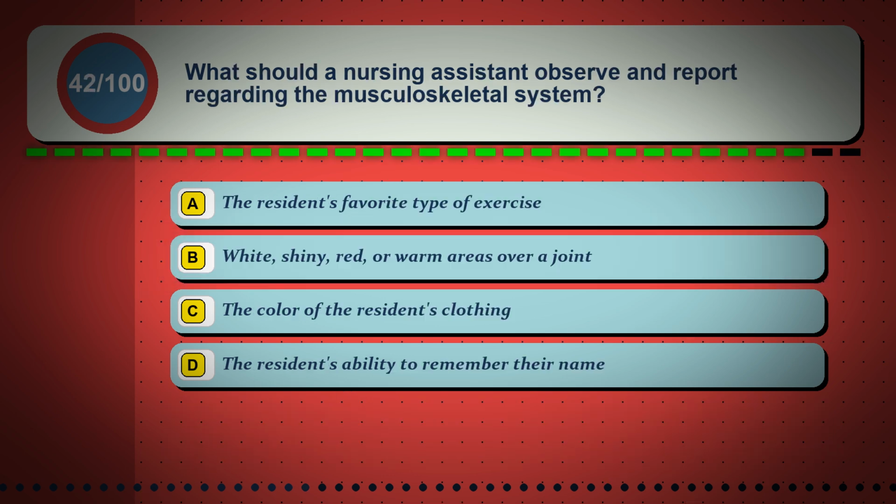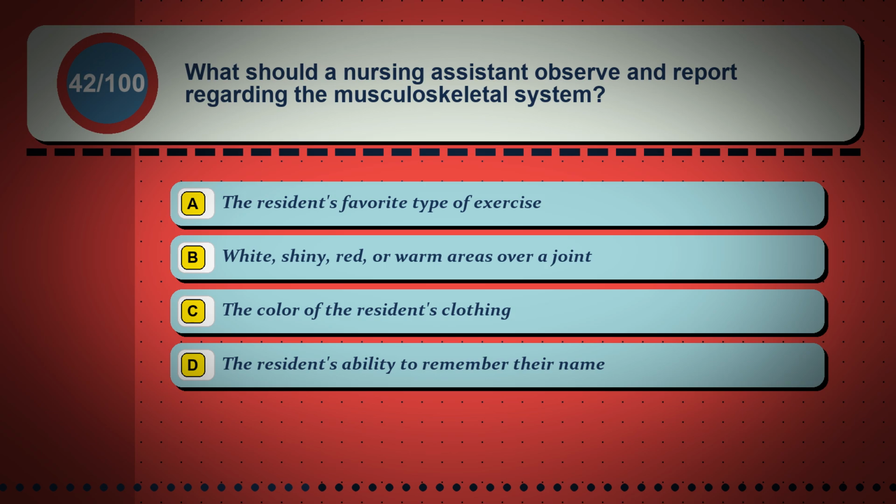Question 42. What should a nursing assistant observe and report regarding the musculoskeletal system? Option A, the resident's favorite type of exercise. Option B, white, shiny, red, or warm areas over a joint. Option C, the color of the resident's clothing. Option D, the resident's ability to remember their name.